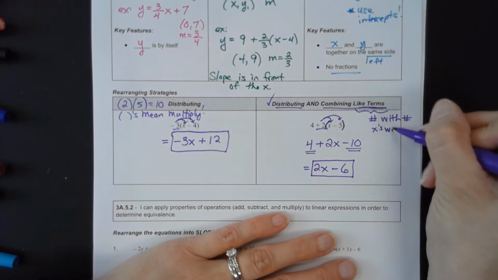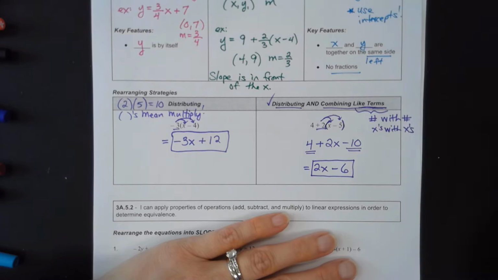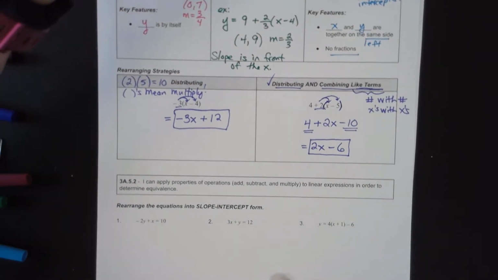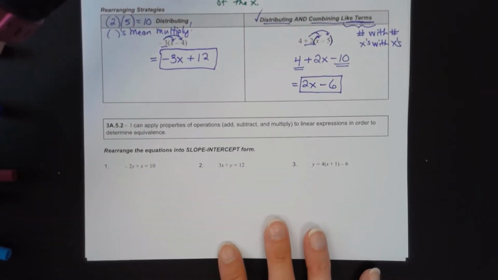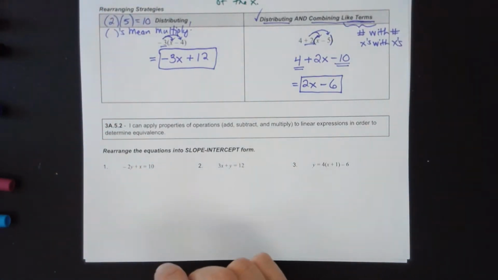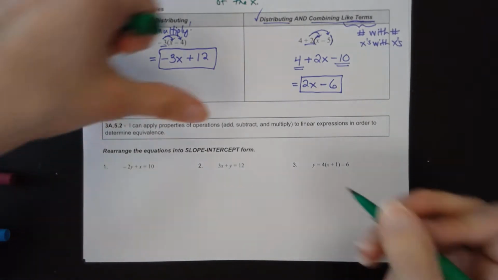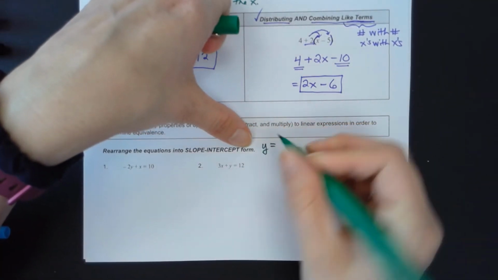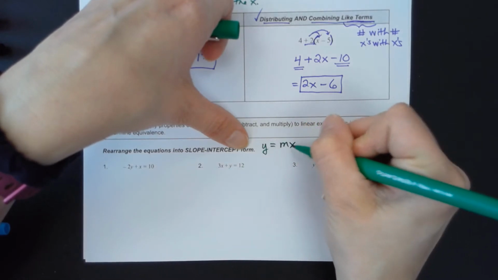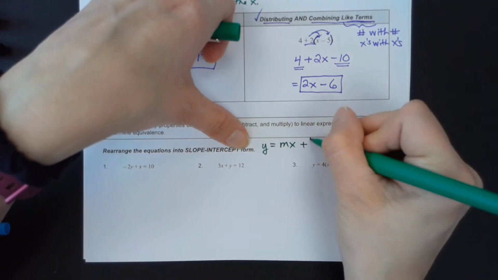X's go with x's, and y's go with y's. You get the idea. Okay, we're going to use these skills to rearrange some lines into slope-intercept form. So let's remind everyone what that looks like. It's y equals, y is by itself on the left, and then we've got the mx on the right plus b.